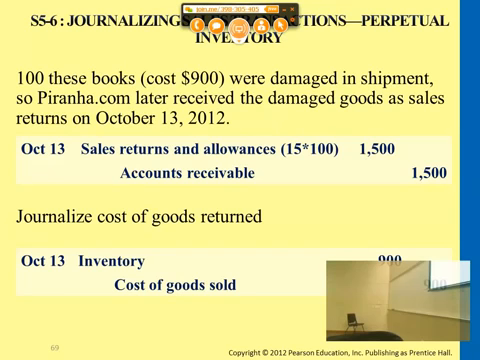Can you clarify the problem? So you're telling me that $900 worth of shipment is damaged? $900, yes. The cost of the goods is $900. But the $1,500. No. We're now moving on to the sales cycle, so it's no longer related to the supplier.